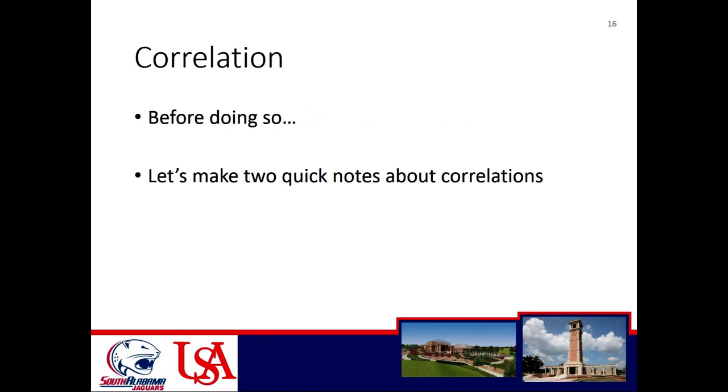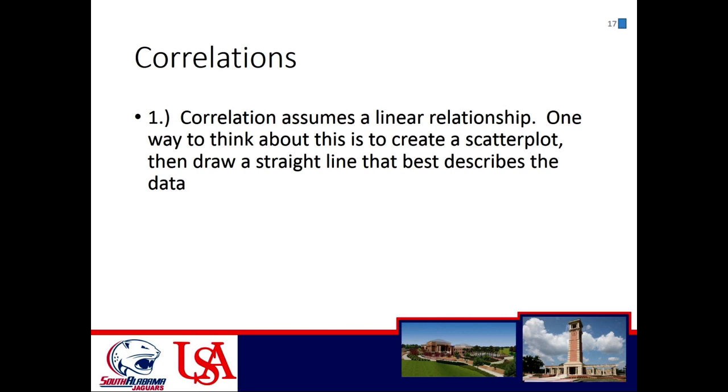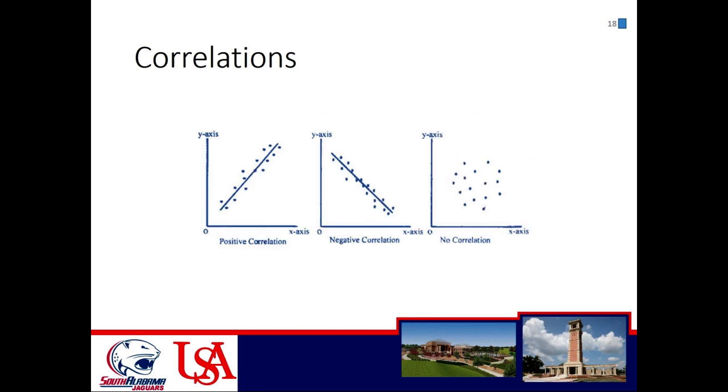But before doing so, let's make two quick notes about correlations. Two very quick notes. So first off, a correlation assumes a linear relationship. And as I mentioned before, one way to think about this is to create a scatter plot and then draw the straight line that best describes this data. So here's more visual representations.